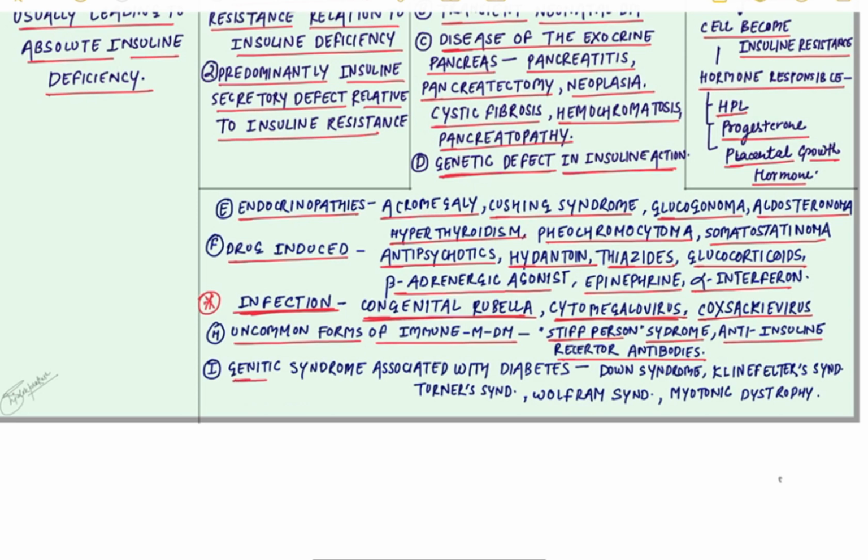Last is genetic syndromes that are associated with diabetes, like Down syndrome, Klinefelter syndrome, Turner syndrome, Wolfram syndrome, and myotonic dystrophy.